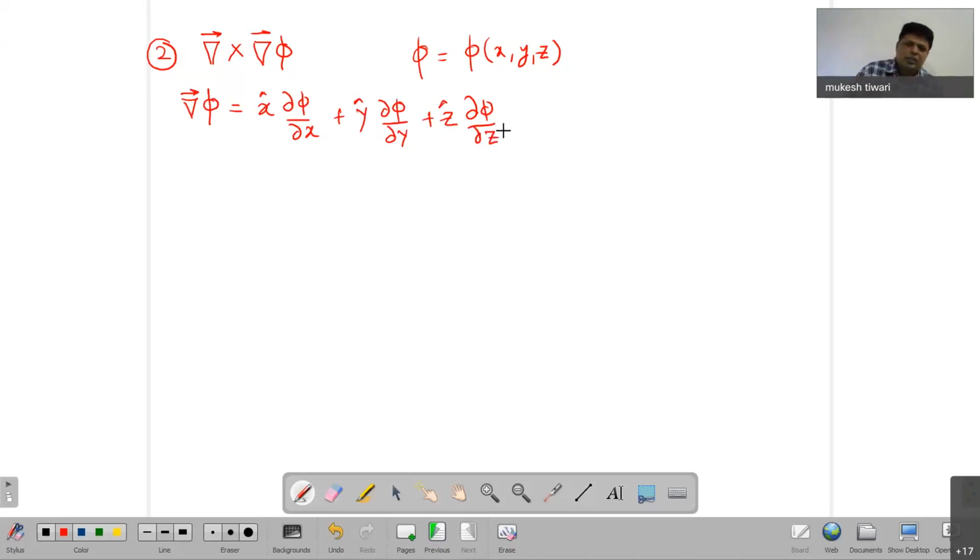And now you want to take the curl of this. So again, up to you, whichever way you want to do it. You can in fact write it in determinant form. Maybe that is simple and you can do it in that way. Maybe let's do that, even though that just takes additional time, because writing it directly might be a little confusing also.